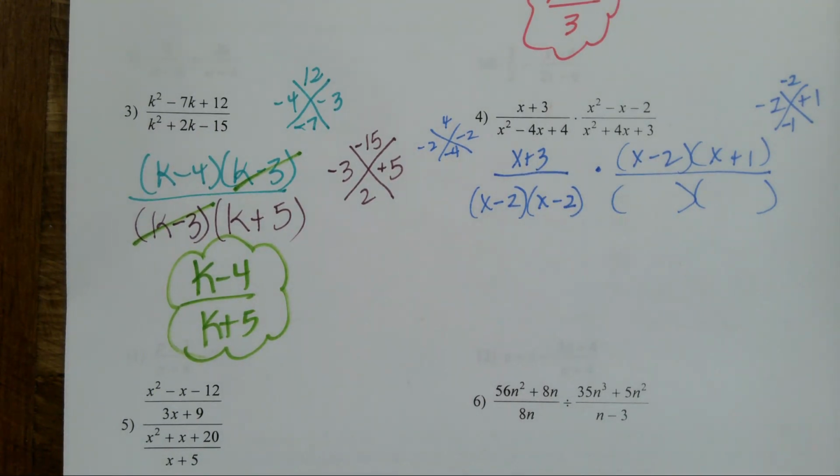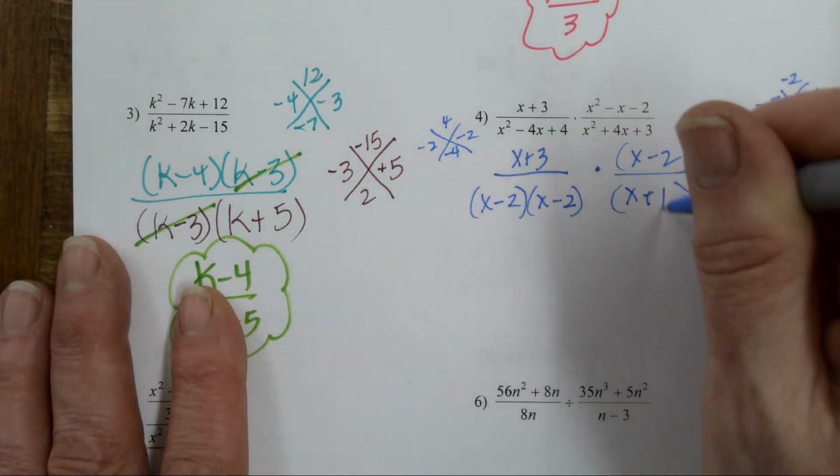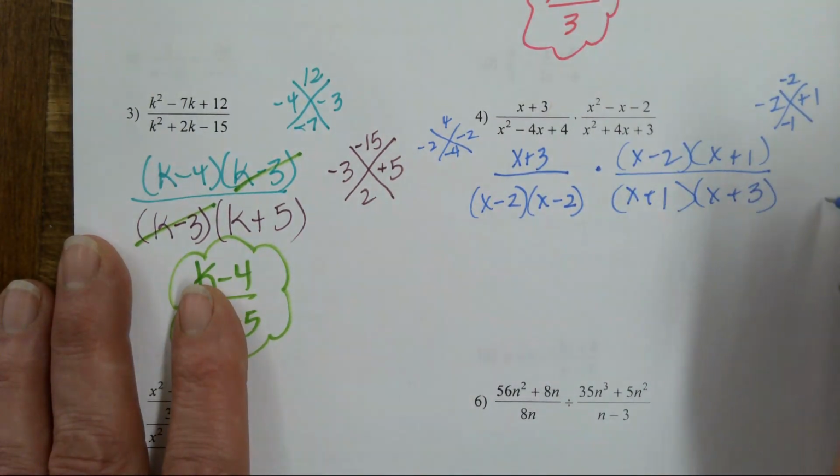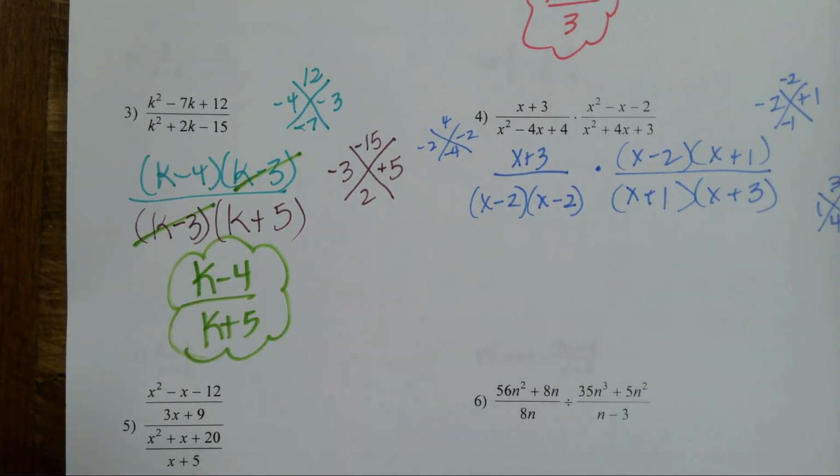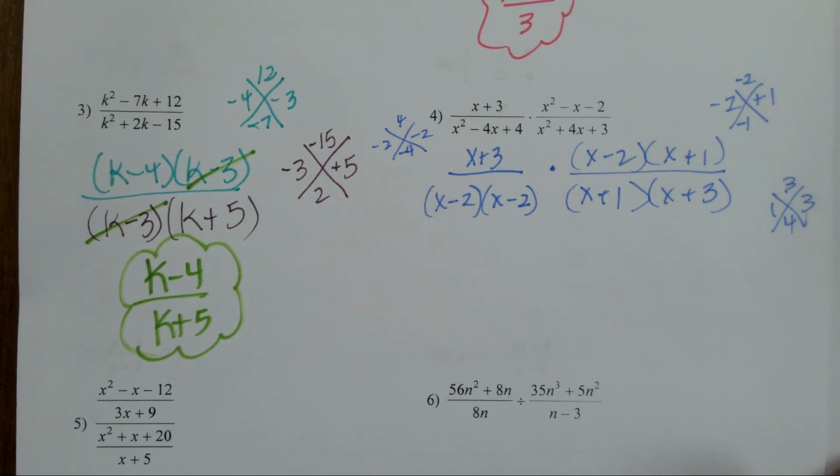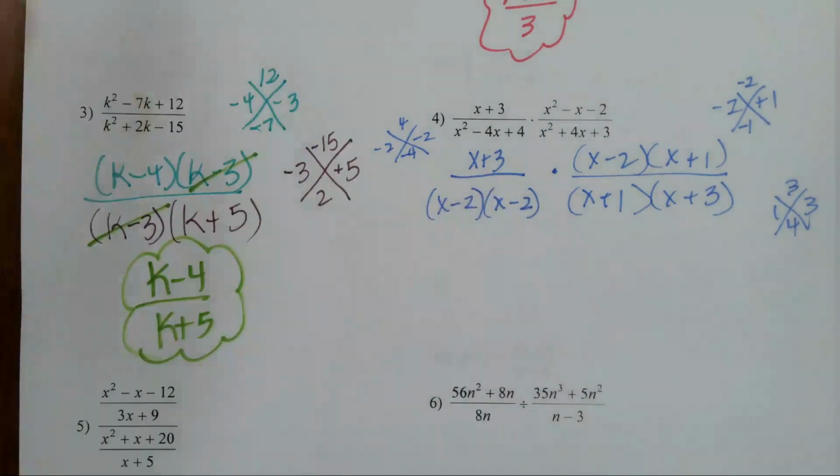How about the bottom one? X plus 1, x plus 3. Again, if I do a visual on that, two numbers that multiply to be 3, add to be 4. 1 and 3 fit the bill pretty nicely. Good? Okay. Oops, except you can't see my visual. Visuals don't help if you can't see them, do they?